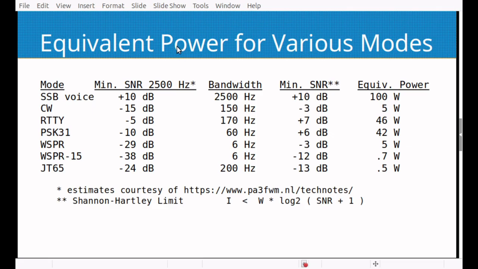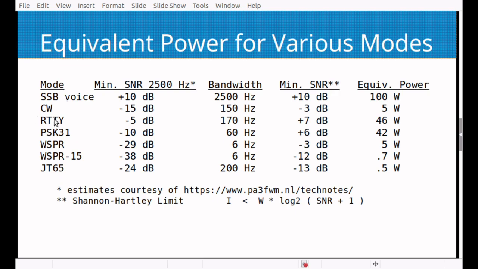So let's talk in a general sense about various modes and what signal-noise ratio each of them require. And this is information that was taken from a website by PA3FWM.NL. And it's a really nice paper on signal-to-noise ratio and the minimum SNR used by various modes. So on the left-hand side, I've listed a variety of modes: voice, CW, RTTY, and so forth.